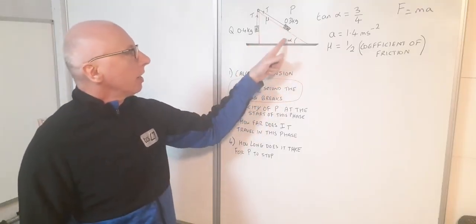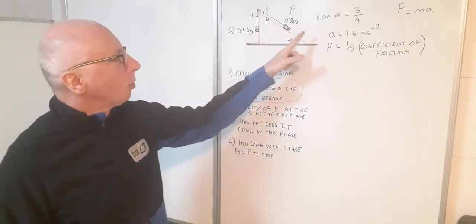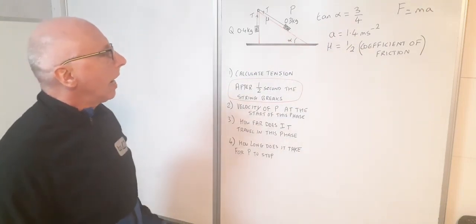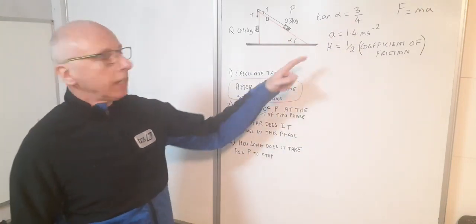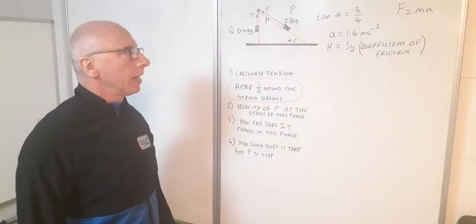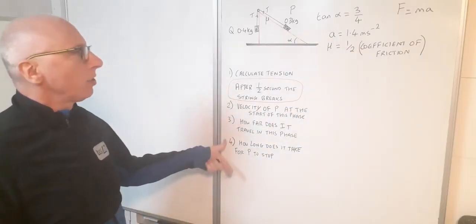Now the incline is giving us this angle alpha, and all we know is that the tangent of alpha equals 3/4. And what's been calculated is that the acceleration of the system is 1.4 meters per second squared. Now we've got these 4 questions to answer.